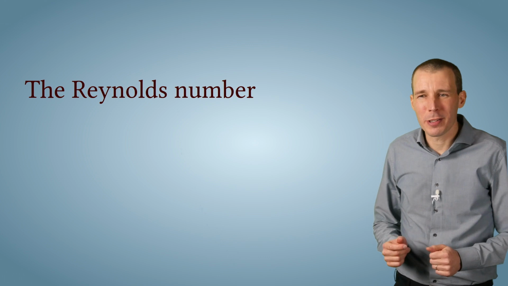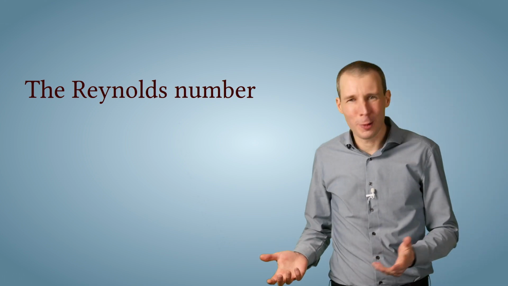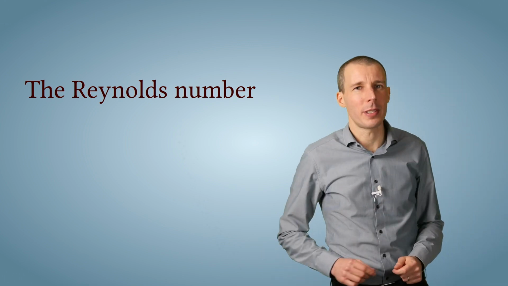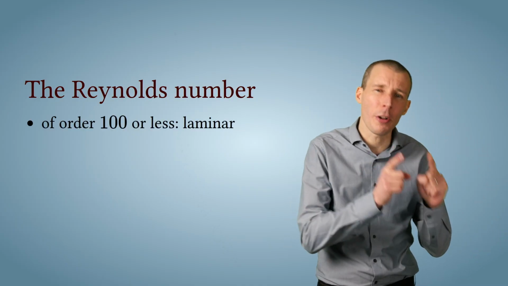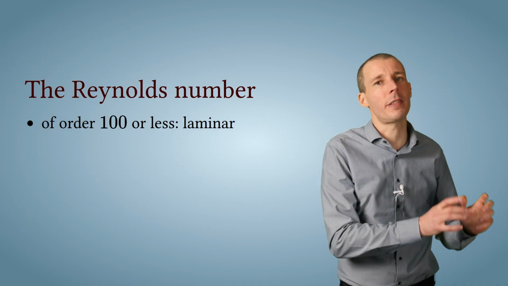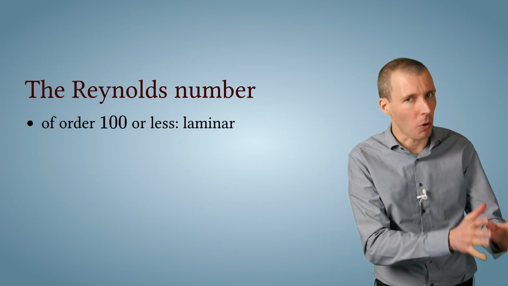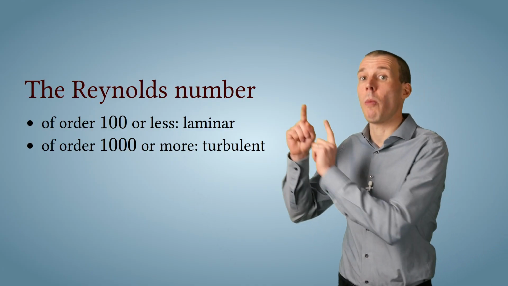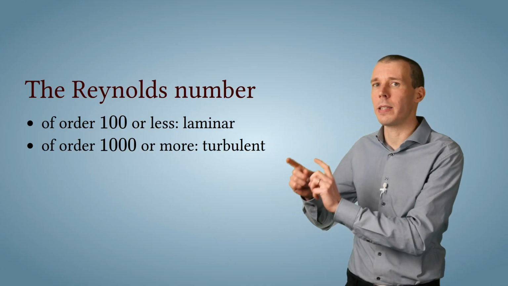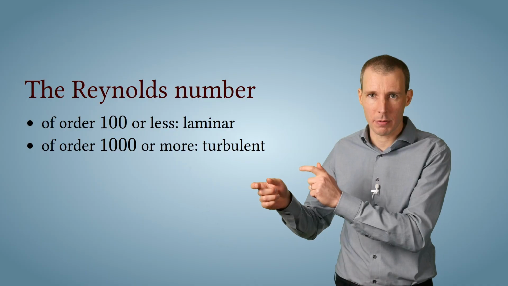So what do we do now with these numbers? Is my flow going to be turbulent or not? Well, the rules to decide this are very simple, very easy to remember. If your Reynolds number is 100 or less, then it's very likely it's going to remain laminar the whole time. And if your Reynolds number is 1,000 or more, then it's very likely it's going to be or become turbulent.